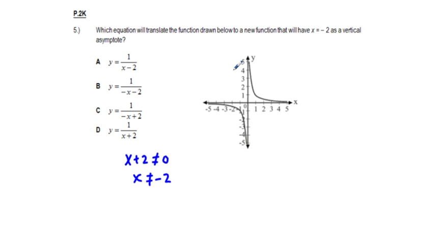And so if we graph this, move over left, it'll look like this. Answer choice D. It so happens that answer choice B will also give us a vertical asymptote, but not a translated function like answer choice D does. So D is our correct answer for 5.